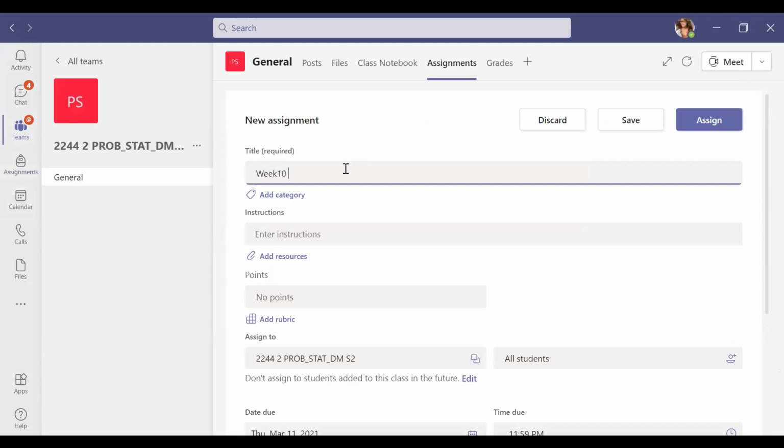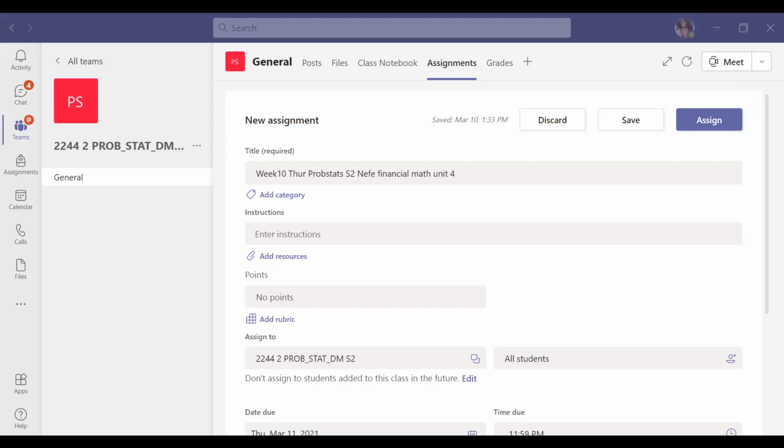So this is Week 10 Thursday, Probstats Semester 2. And our topic today is going to be on NEFI Unit Financial Math, Unit 4. Actually, it's not going to be on that. It's going to be on budgeting. So just kidding. It is going to be on budgeting.